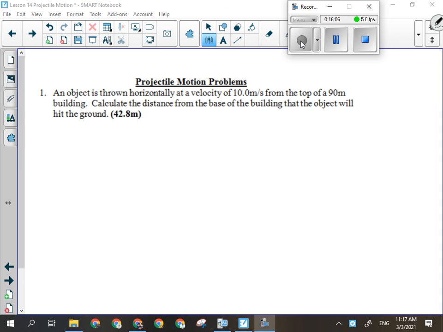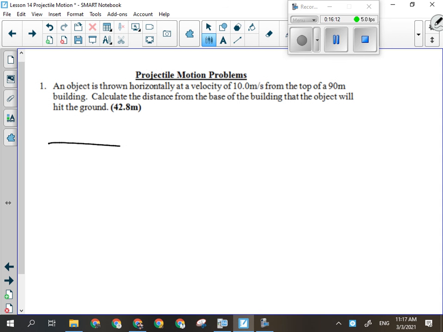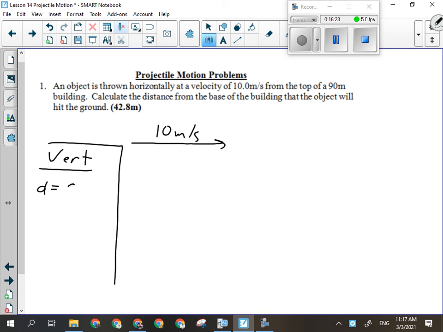Okay, so for number one, we've got an object thrown horizontally, 10 meters per second from the top of a 90-meter building. All right, so vertically speaking, I already know that the distance it's going to travel is 90 meters. I know that vertically its acceleration will be 9.81 meters per second squared. And since it's thrown horizontally, what's VI? 0. That's what I have to remember about an object being thrown horizontally. If I forget that, it's pretty hard to get started on a question like this.